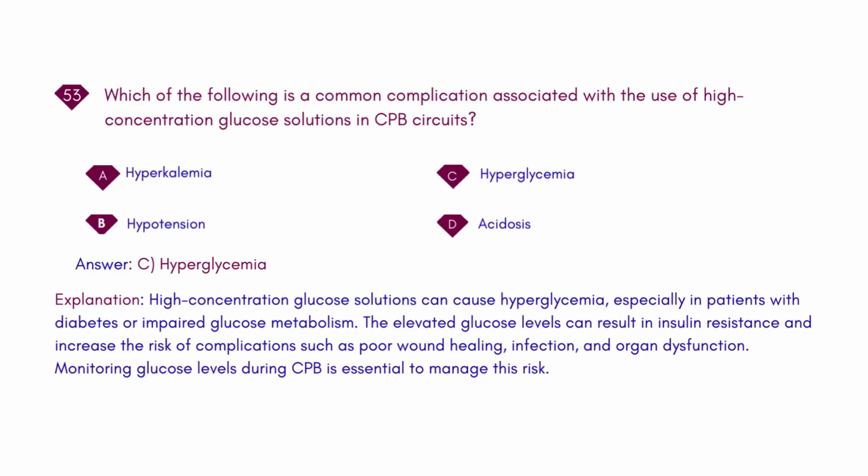The elevated glucose levels can result in insulin resistance and increase the risk of complications such as poor wound healing, infection, and organ dysfunction. Monitoring glucose levels during CPB is essential to manage this risk.